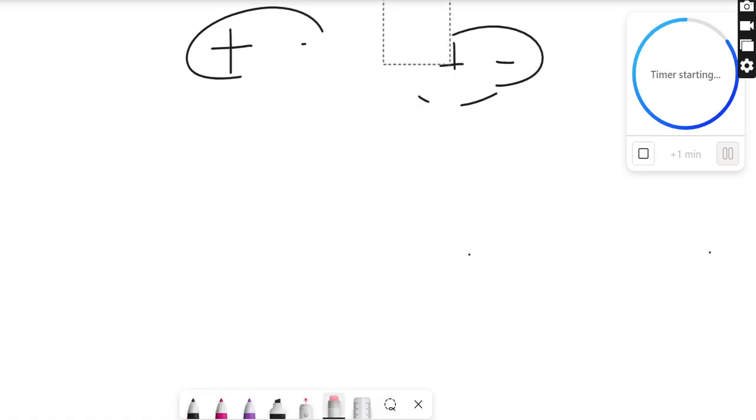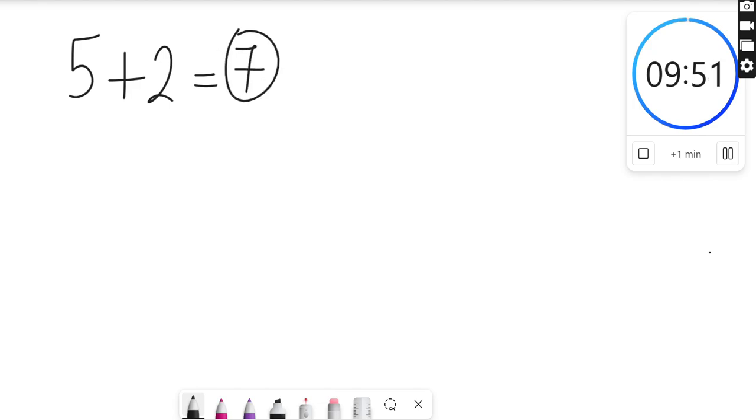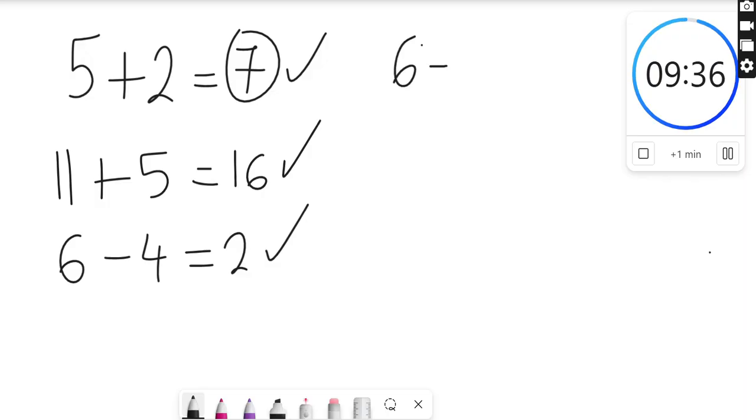First of all, I would like us to start with positive numbers first. If we say, for example, 5 plus 2, we all know that is equal to 7, right? If we say 11 plus 5, we know that is equal to 16. Fine, that's easy, right? If we say 6 minus 4, we know that is equal to 2, right? If we say 6 minus 6, we know that is equal to 0, right?